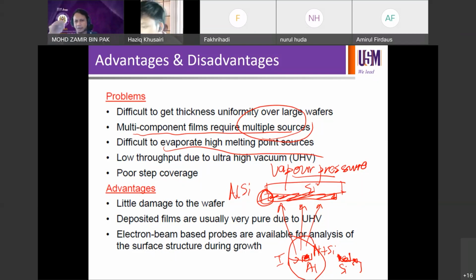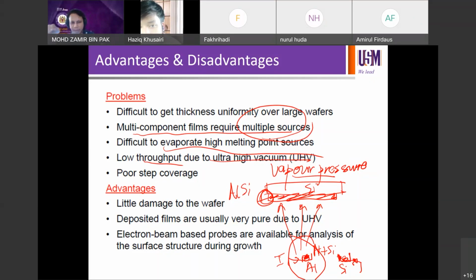So if you have high melting point sources, you can either go to E-beam evaporation, or you might want to go for sputtering or some other CVD later on. Okay. Low throughput due to UHV, this one depends. Typically kita pakai evaporation in mass production.